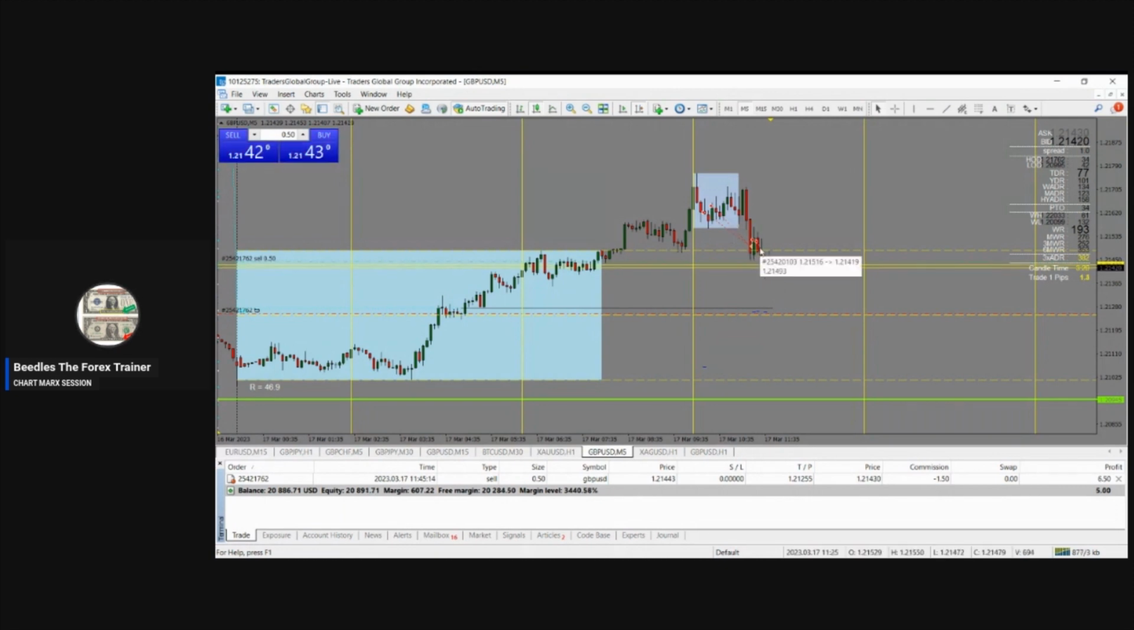But the bears are doing a fantastic job right now, and so we're going to be conservative in this last lot size right here. This should put us over $300 for the day, and again, we're gonna close out.